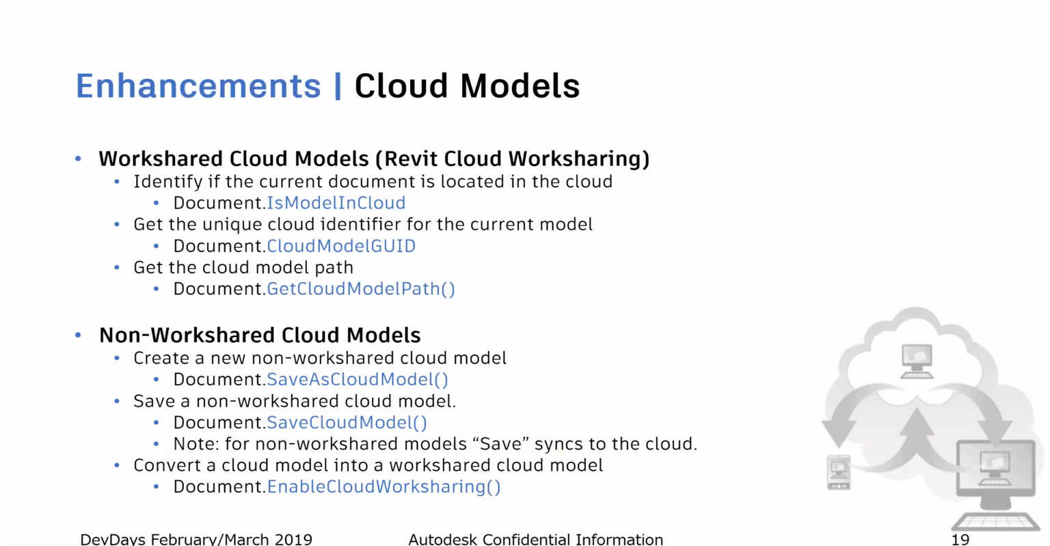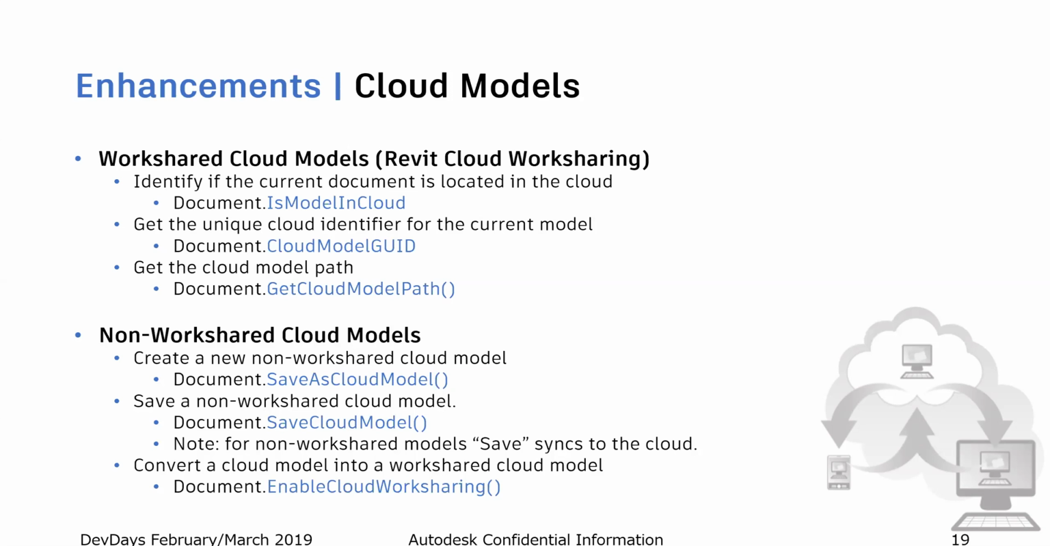For non-work shared cloud models, there are a number of new APIs. The first one is Save as Cloud Model. This basically creates a new non-work shared cloud model. The end user who's performing this operation does have to have an entitlement to Cloud Models for Revit, which is part of a Revit subscription or a collection subscription.